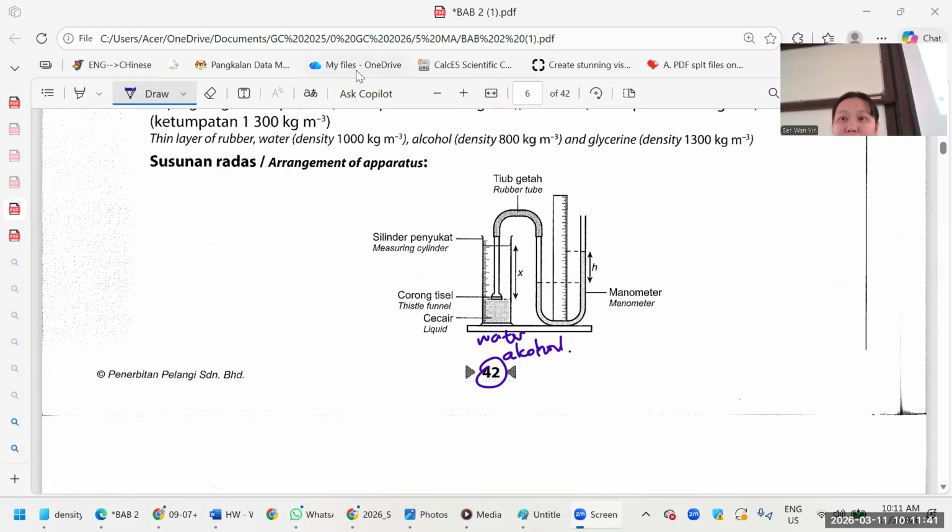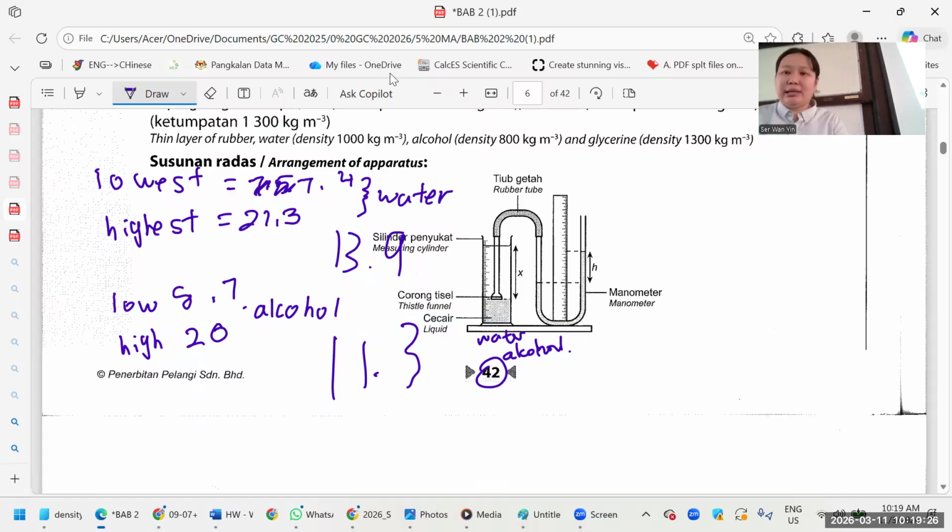So the first one is water, 13. I recorded already, thank you. So 13.3 cm difference, because water pressure is higher than alcohol pressure, because the density of water is bigger than the density of alcohol.